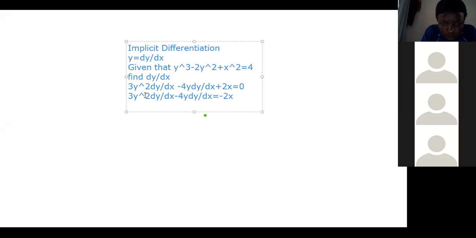Now when we get here, we are going to do some factorization. What are you going to factor out? We are going to factor dy dx out, into brackets. When we factor it out, what are we going to get? We are going to get 3y raised to the power 2 minus 4y is equal to minus 2x.